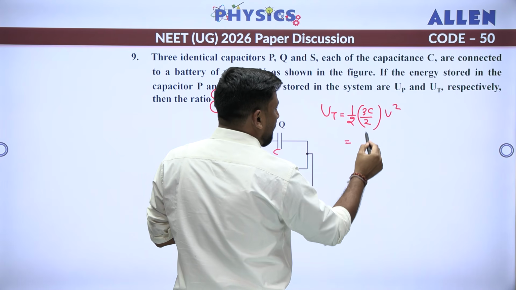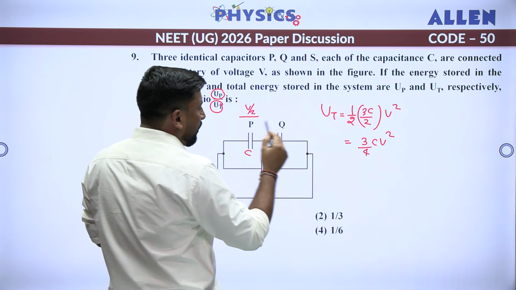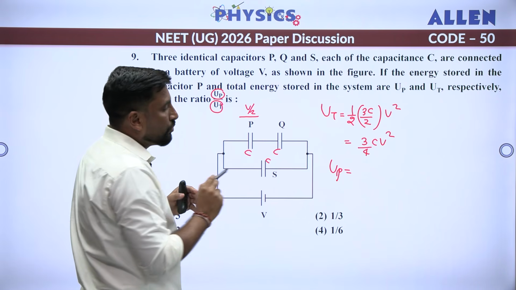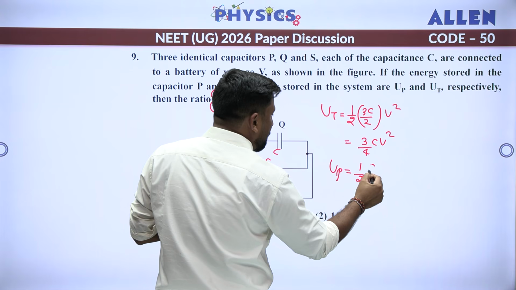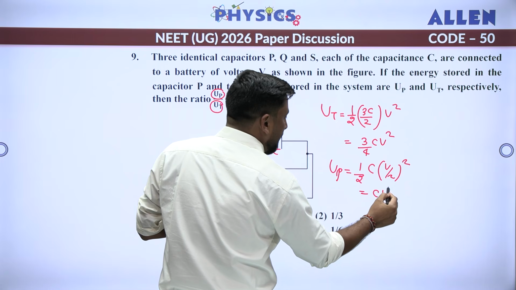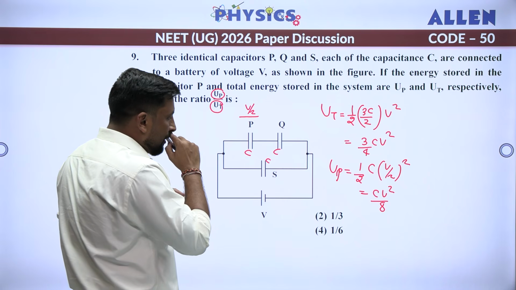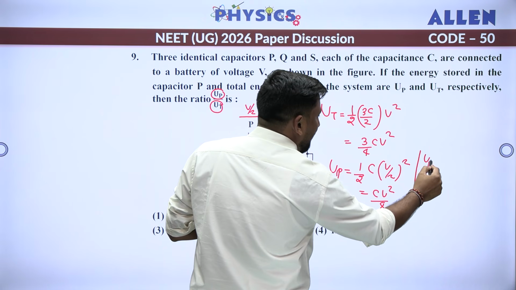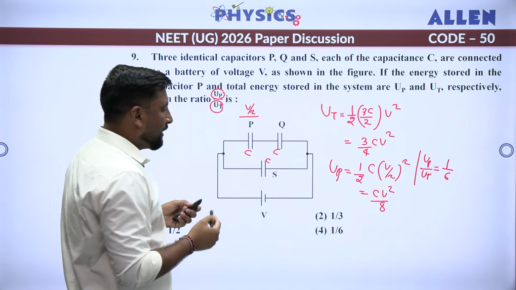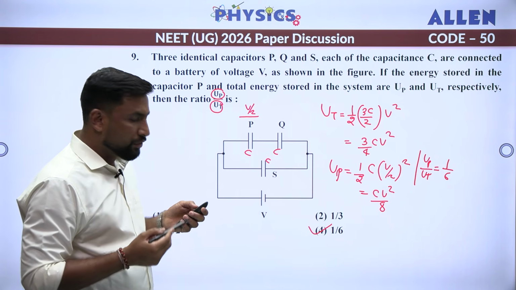So the total energy stored is 1 by 2, 3C by 2, into the total potential V square. What we get from here is 3 by 4 CV square. That is the total energy stored. To find the UP, the potential difference across this is V by 2. So it is 1 by 2 of C of V by 2 whole square, which is CV square divided by 8. Now, they want the ratio of UP by UT. If you take the ratio UP by UT, you get 1 by 6. It matches option 4, so for question number 9, the fourth answer is correct.